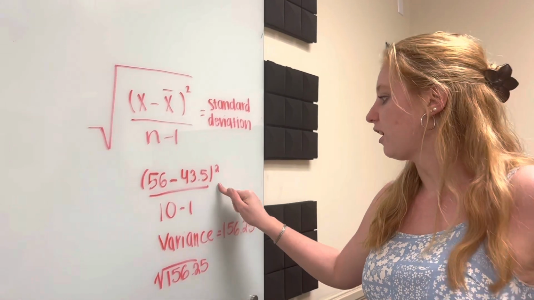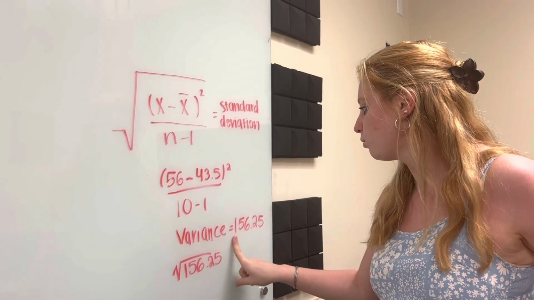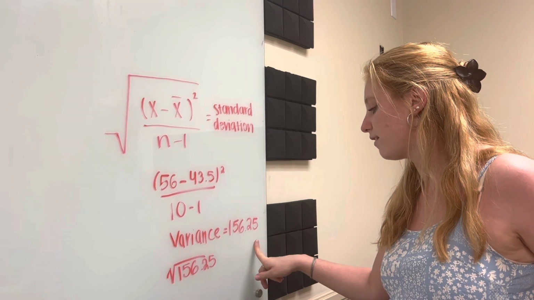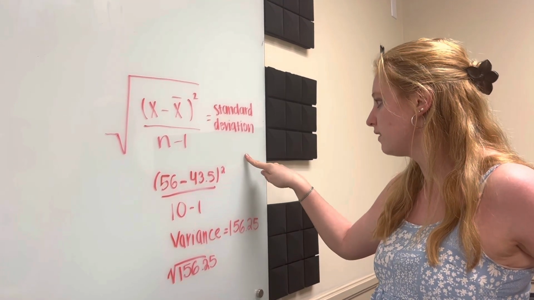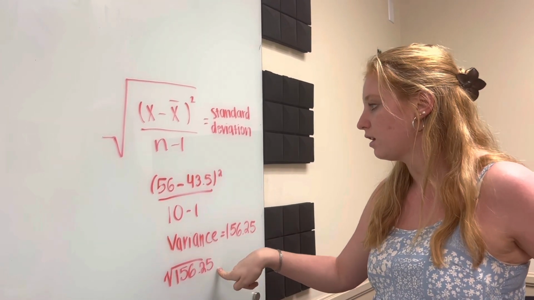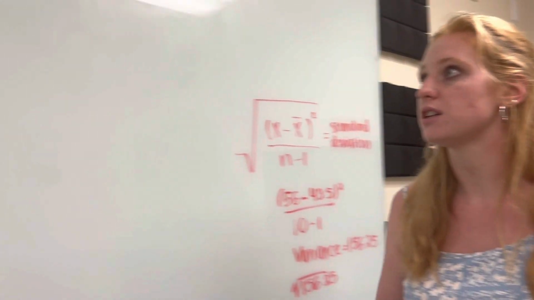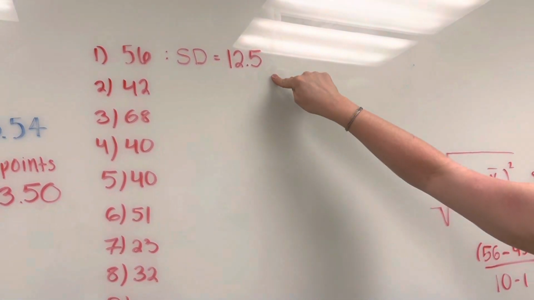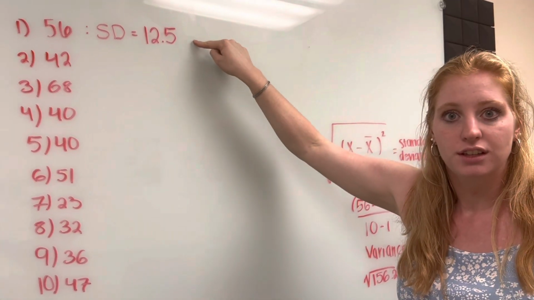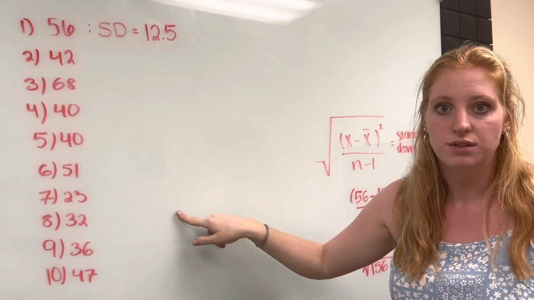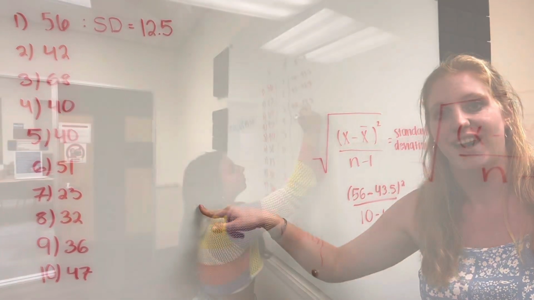Okay, so after calculating this equation, the variance for data point 1 would be 156.25. But then you need to find the standard deviation, so you would square root that number. So the standard deviation for data point 1 would be 12.5. So now we'll calculate the rest of them for points 2 through 10 to find the standard deviation for that.